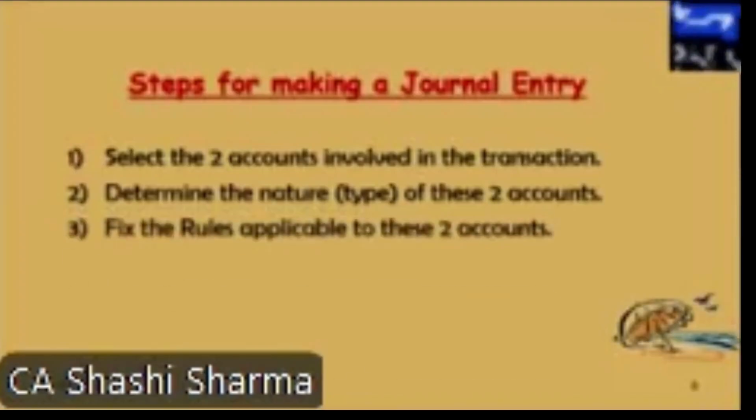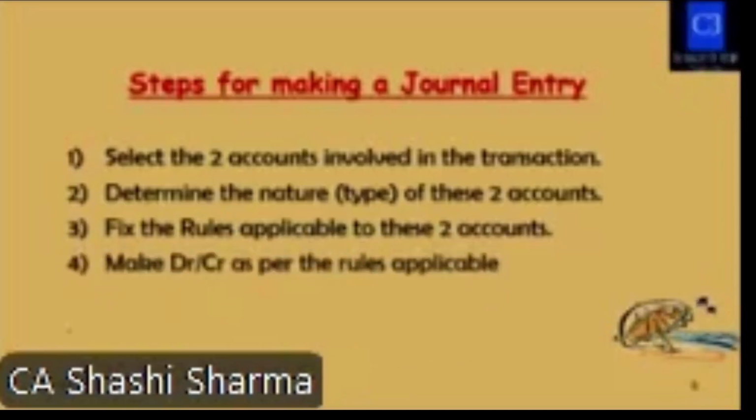Then third step, decide about the rules. After deciding the type, suppose we decided that one of the accounts is a personal account. But the problem is, there are two rules. There are two different types of rules applicable for personal account. One is debit the receiver, another one is credit the giver. So which rule will be applicable to that personal account? So we have to decide about the rules, fix the rules applicable to these two accounts.